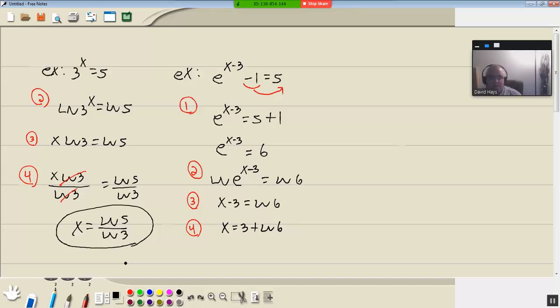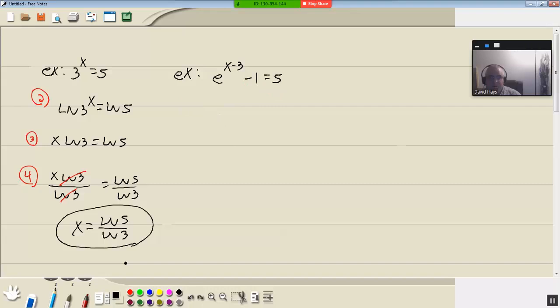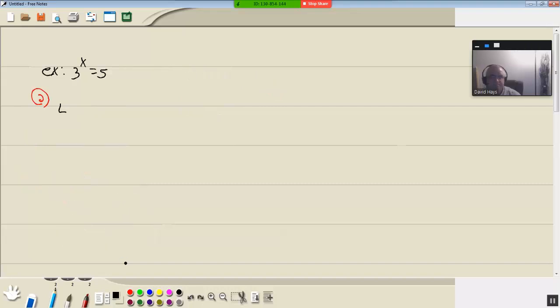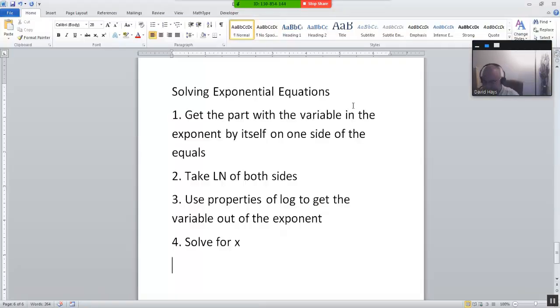So let me clear that off. Now we'll take a look at log equations. Log base 2 of x minus 1 is equal to 3.